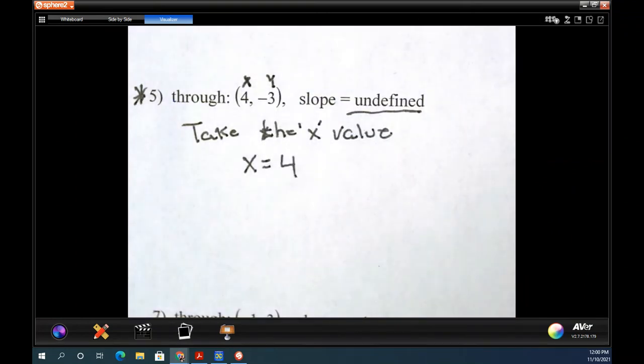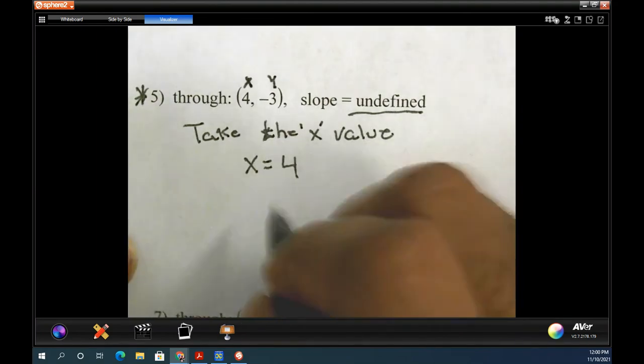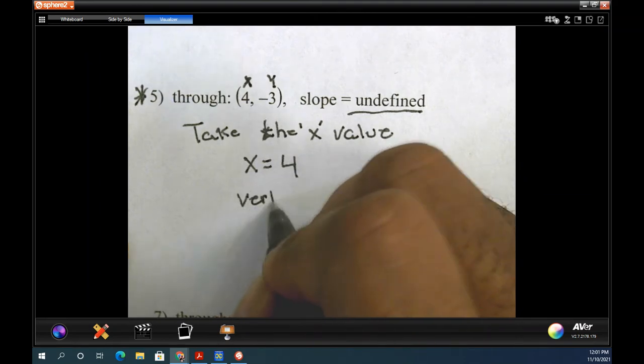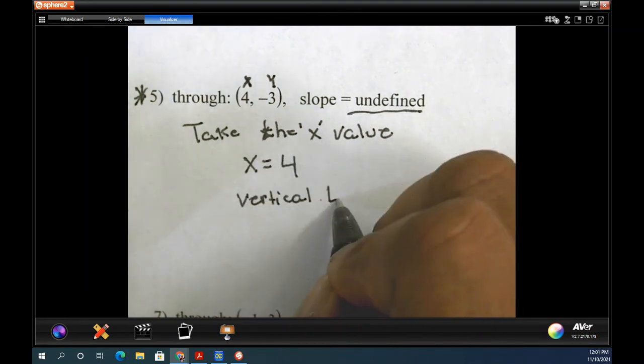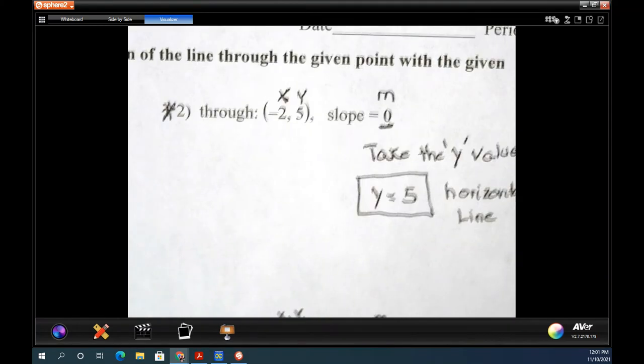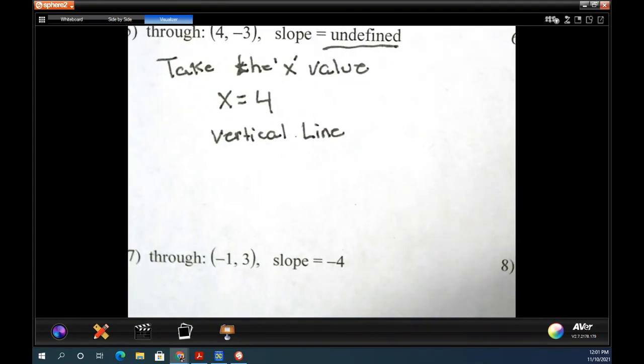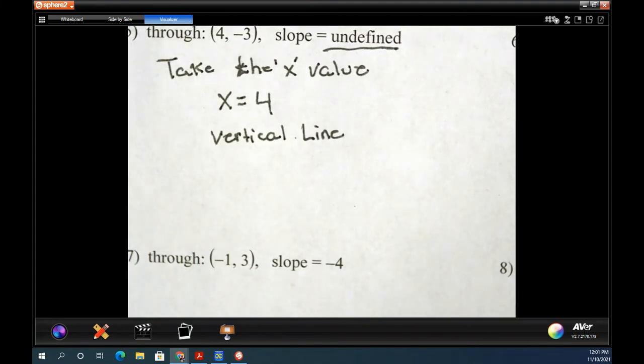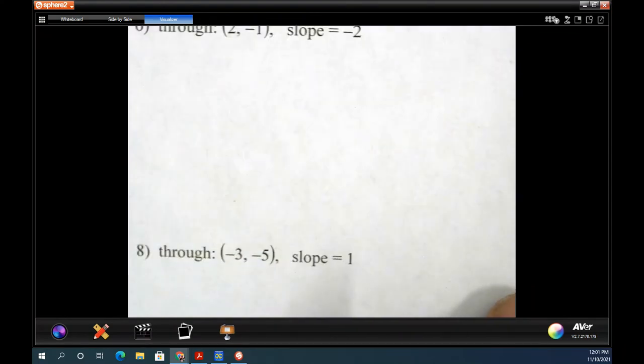So I gave you 2 special cases. One, when the slope is undefined, and you got to remember it is a vertical line. So, number 5 and number 2 are our special cases. There really is no point slope form. It goes straight to slope intercept form. And this is slope intercept form. X equals 4. Okay. Try number 6. See if you can get it all the way through.